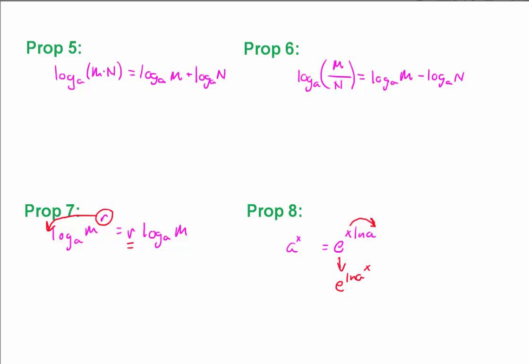And remember, think of ln and e as inverses since they both have base e. So they cancel each other out, and so what you're left with is a to the x. So you can think of it in terms of that when you're going ahead and evaluating e to the x times ln of a.